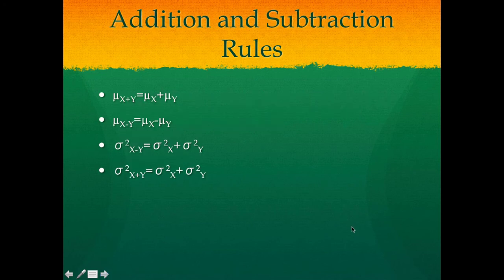Addition and subtraction rules. Say you were finding the mean of two things added together, then the expected value would be the two expected values added together. Or if you subtracted those two values, it would be the two expected values or the two means subtracted.